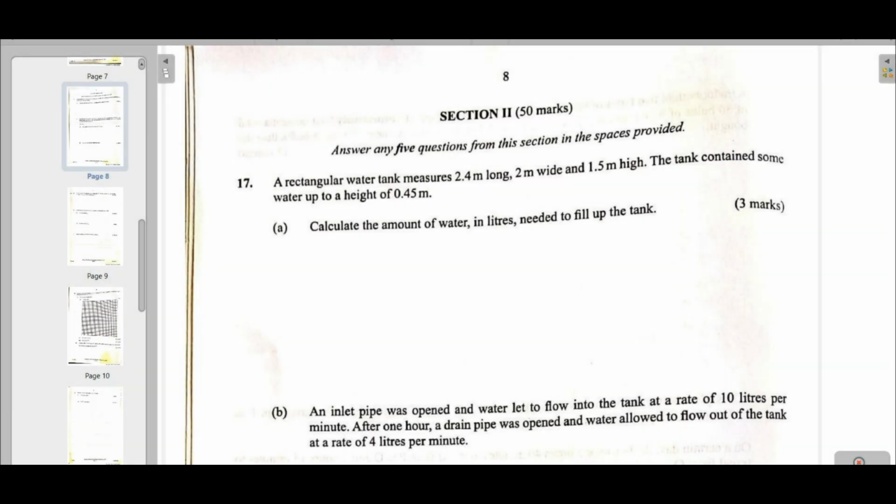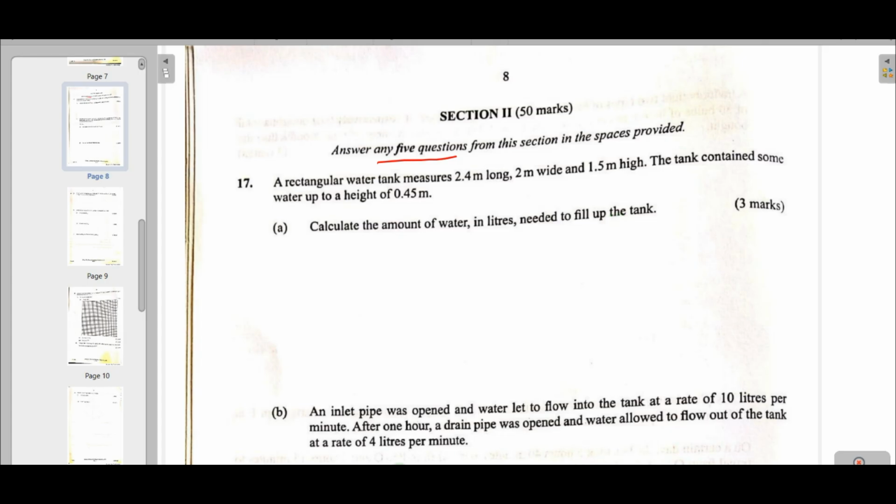So welcome to section B. So question 17, a rectangular water tank measures 2.4 meters long, 2 meters wide, and 1.5 meters high. The tank contained some water up to a height of 0.145 meters. So we need to calculate the amount of water in liters needed to fill up the tank.